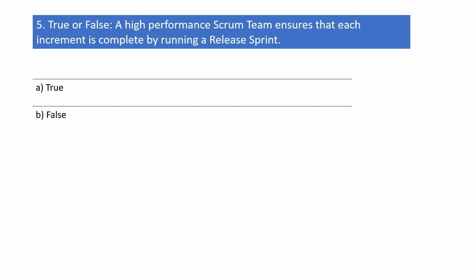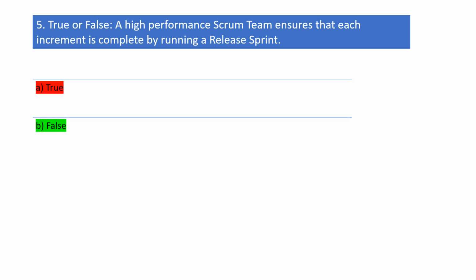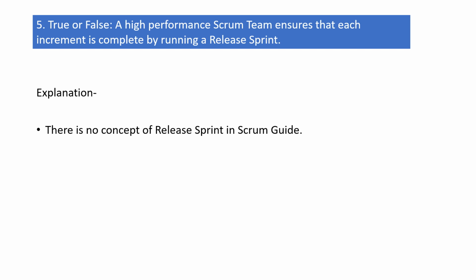Question number 5. True or false, a high-performance Scrum team ensures that each increment is complete by running a release sprint? Option A. True. Option B. False. Let me know what option you have chosen. You can see the right answer on the screen. It is option B. Let us see why the answer is option B. There is no concept of release sprint in Scrum Guide.